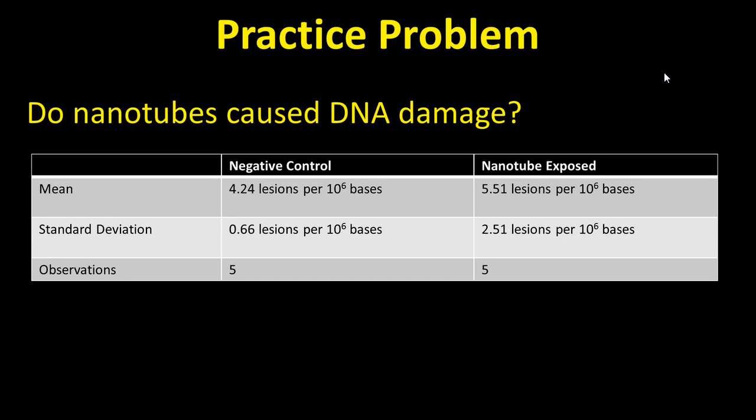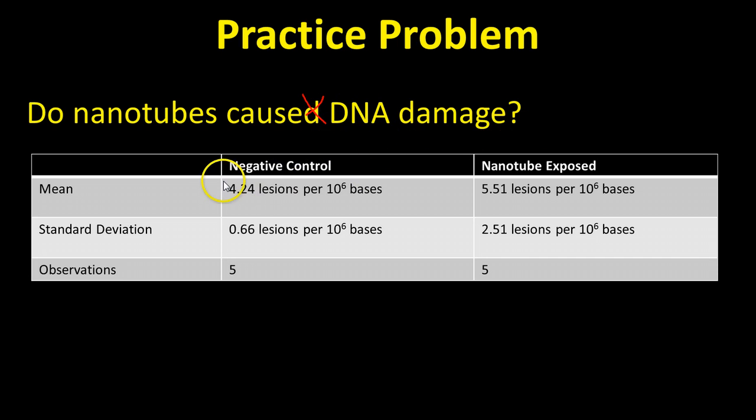Okay, so we're going to go back to this problem that we looked at. This is the third time we've looked at this now. In this case, we're looking at some data where we're trying to measure some marker for DNA damage. And that marker is measured in terms of lesions per bases. Alright, and so we have a negative control, so one that's not been exposed, and one that has been exposed. And so the question we're trying to figure out is, do nanotubes cause DNA damage?